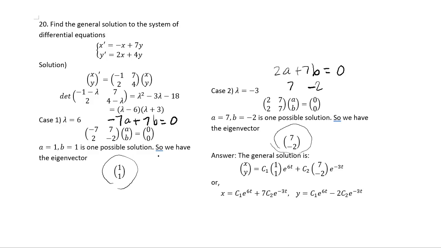Now once you have the eigenvalue and the eigenvector, then what you do is you write down the general solution as C1 times the eigenvector times e to the eigenvalue times t. Same thing here, C2 times the eigenvector times e to the eigenvalue times t. So that's what you get.